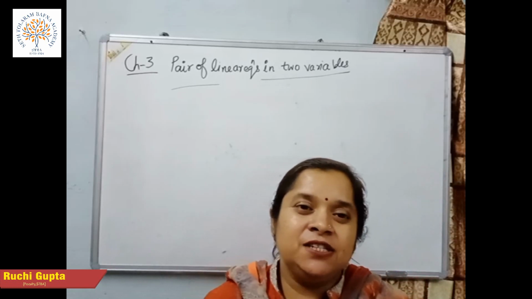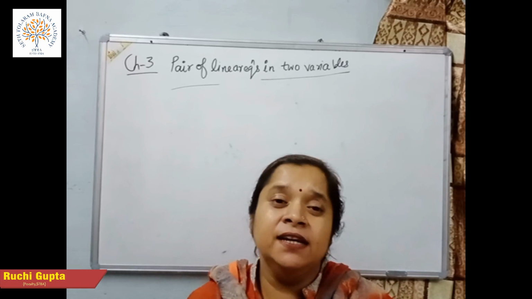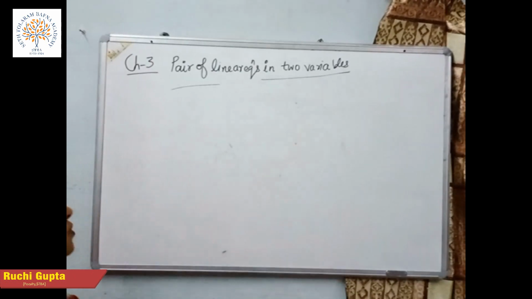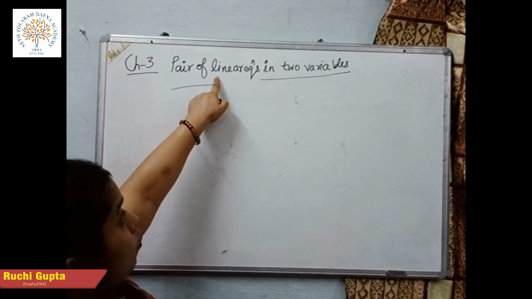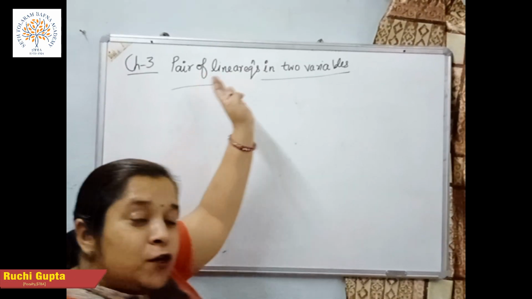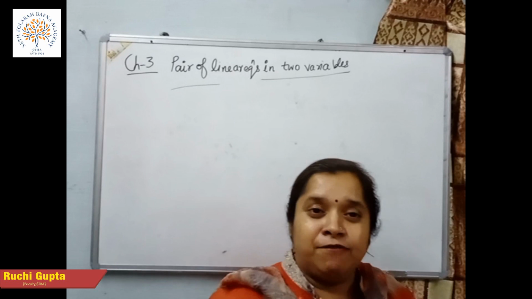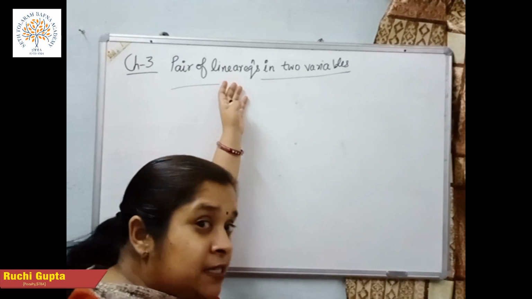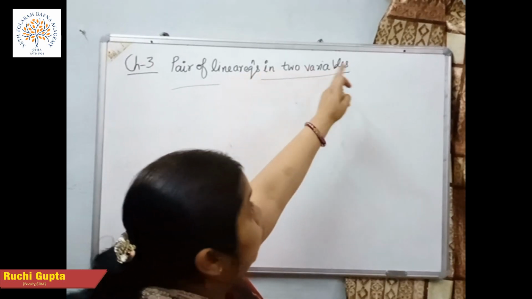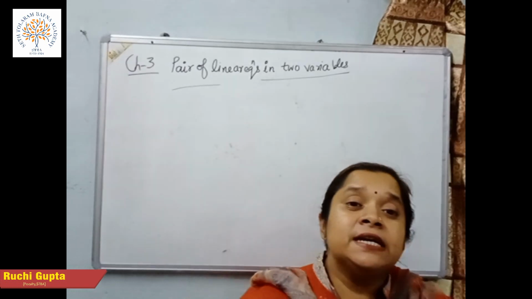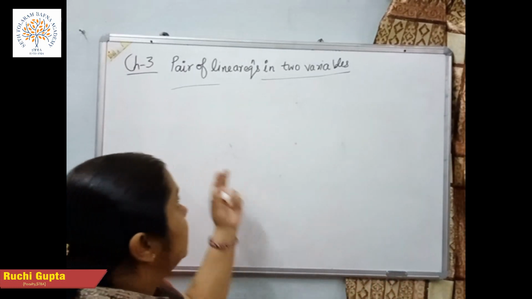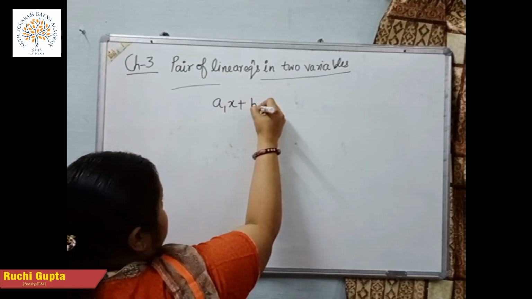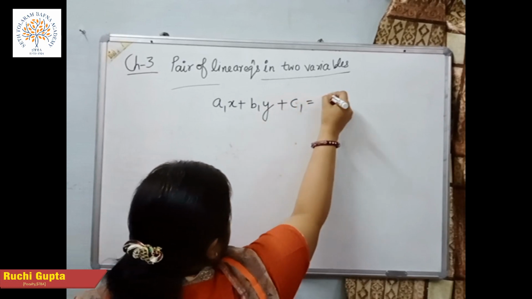Today I am going to start chapter 3, pair of linear equations in two variables. As we have discussed in chapter 2, what are linear polynomials? Linear polynomials are those polynomials which have their degree 1. So a linear equation is also an equation in which degree is 1. But now we have two unknown variables. Generally we take two unknown variables as x and y. So the equation is a1x plus b1y plus c1 is 0.